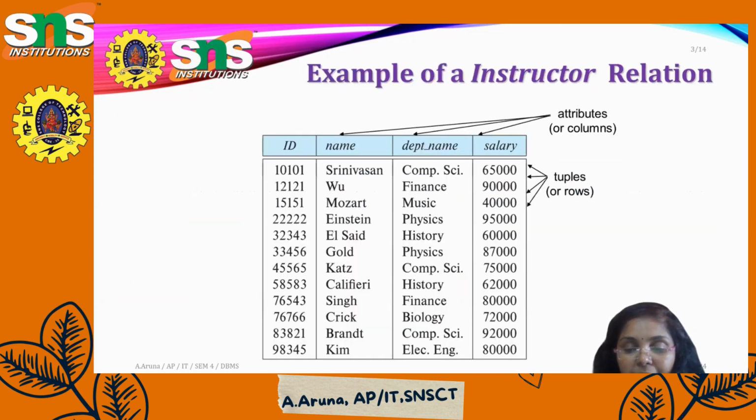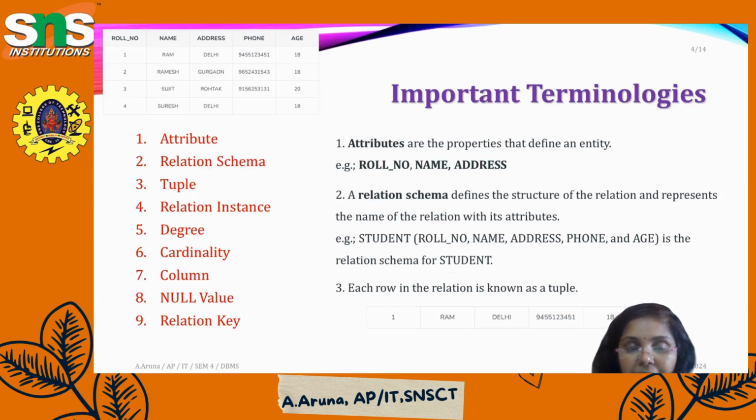In the relational data model, I have quoted an example. I already explained this here. Instructor is my table or relation. A relation contains 4 attributes: ID, name, department name, and salary, and their values we can call tuples. Normally in a table, all columns we call attributes, and all rows we call tuples. So in the relational data model, we have 9 important terminologies that we're going to use under the relational database.